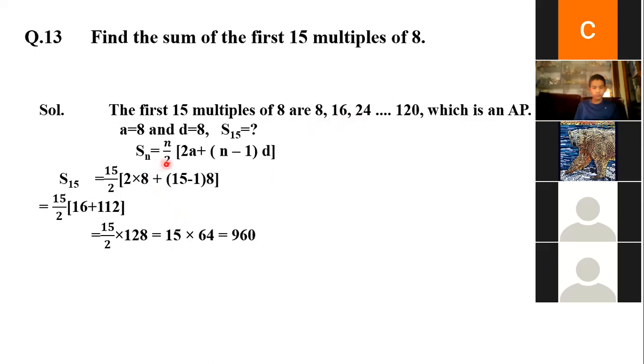Yes, ma'am. You can apply the Sn formula whenever they give the first term and last term. You can use the formula Sn equals n by 2 into A plus L. It is 8 plus 120, 120. Directly we are getting it here. Am I clear, children? You can do it both ways. Any doubt in this sum?